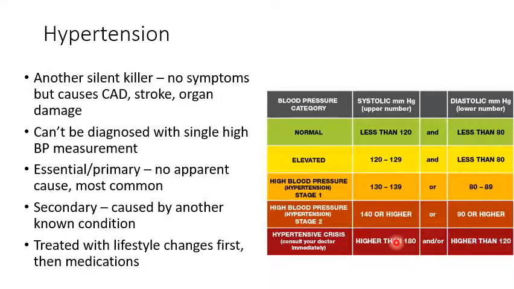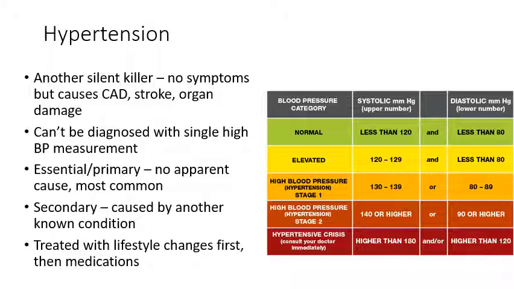And if you get up to 180 or above in your systolic, or 120 or above in your diastolic, that's considered a hypertensive crisis. So that's no longer a chronic disease that's going to slowly damage your body. That is going to hurt you right away, and you need to go to the doctor right away. Because what can happen if the pressure gets way too high like that is that one of your vessels could actually burst, and you could die very quickly if that happens.